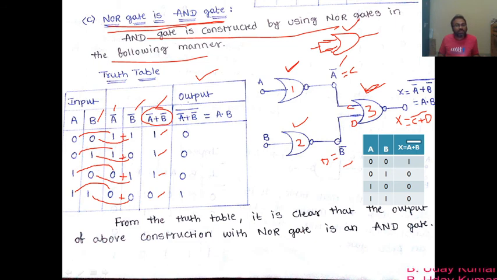But what is the output? Output is A bar plus B bar whole bar. So now I know A bar plus B bar, write its inverse here, write its complement here. If I do so, I have 1 here and hence it becomes 0, and for 1 again it becomes 0, and for 1 again it becomes 0, and for 0 it becomes 1.